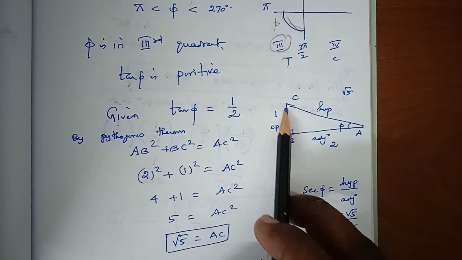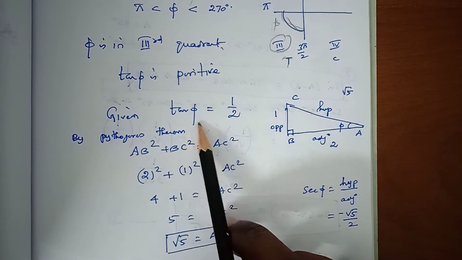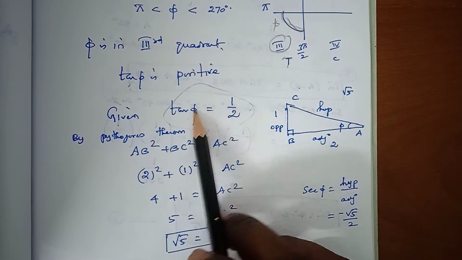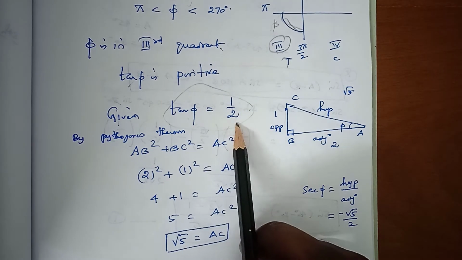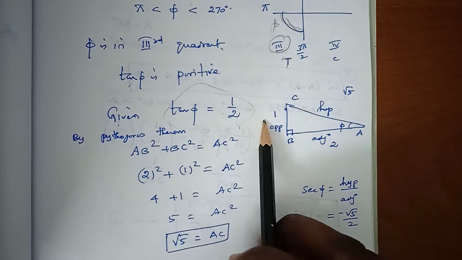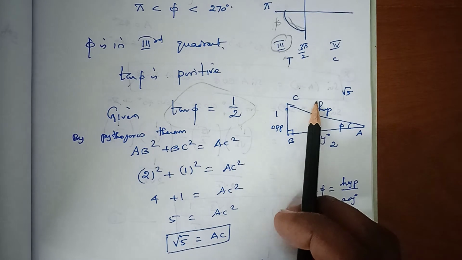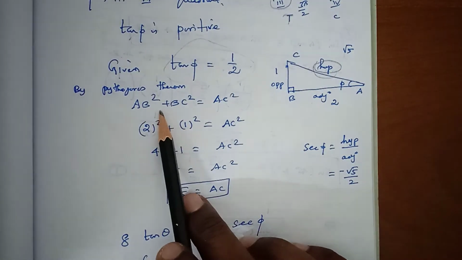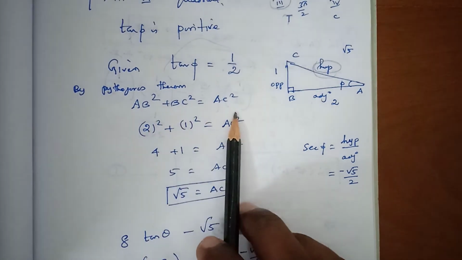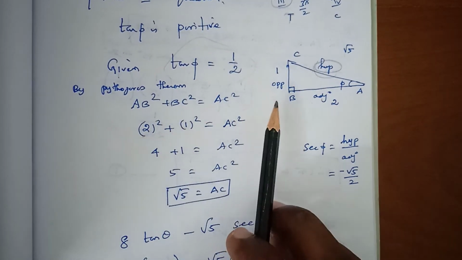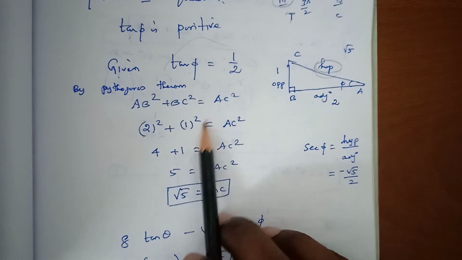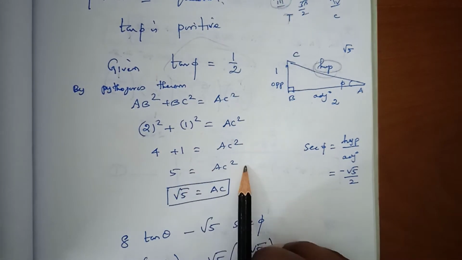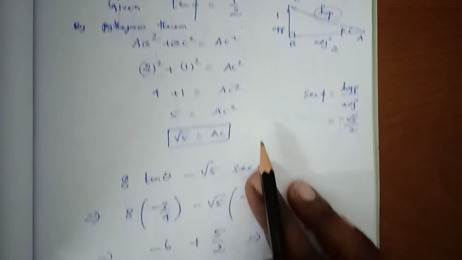Given that, we take the right angle triangle. Tan phi is 1 by 2 is already given. The tan formula is opposite side by adjacent side, so the opposite side is 1 and the adjacent side is 2. We have to compute the hypotenuse. Applying the Pythagoras theorem, AB square is 2 square and BC square is 1 square, equal to AC square. So AC square is 5, and root 5 equals AC.